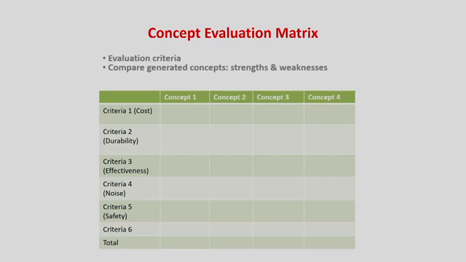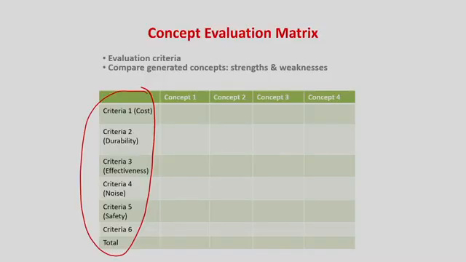Friends, if you can see this table in this slide, on the left hand side of the table are the various criteria. Now, what are criteria? Probably in your design brief or during your user study, you would be able to define the criteria based on which your product should be developed. For example, the criteria are cost, durability, effectiveness, noise, safety. This is an example of what we are seeing.